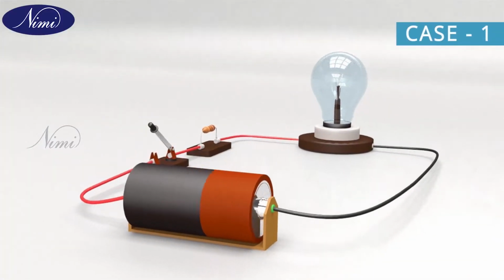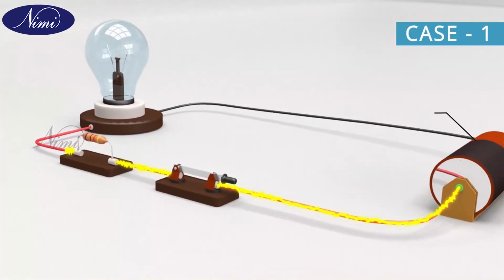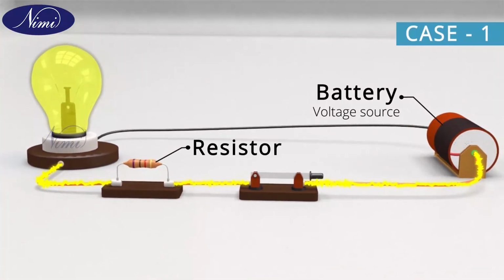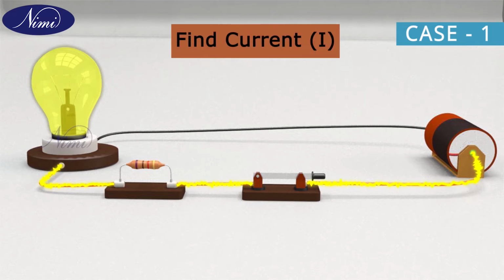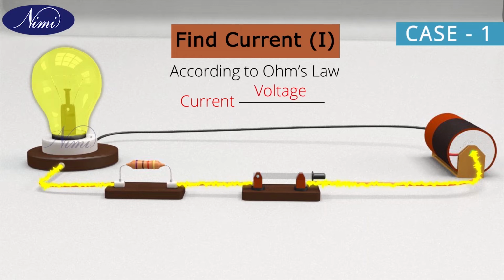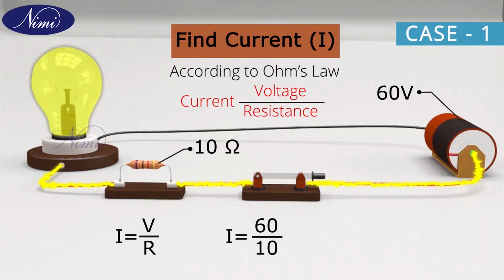In case 1, you could see an electrical circuit containing a battery as a voltage source, and a resistor and lamp as an electrical load. Also, you are asked to find the current rating in the circuit. According to Ohm's law, current is voltage by resistance, that is I is equal to V by R. By simply substituting the values of voltage and resistance in the formula, we obtain I as 6 amps.